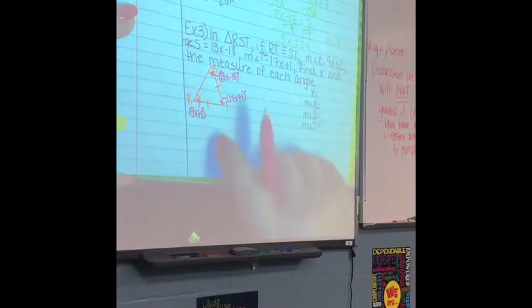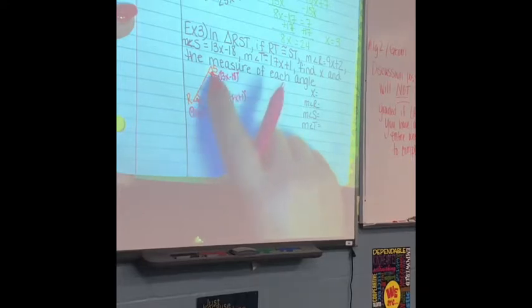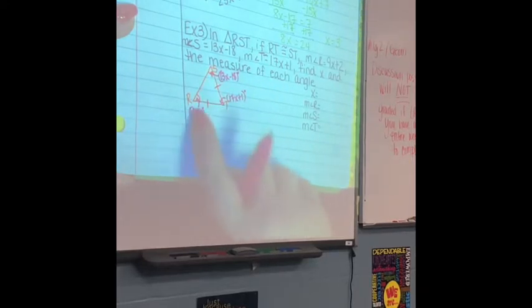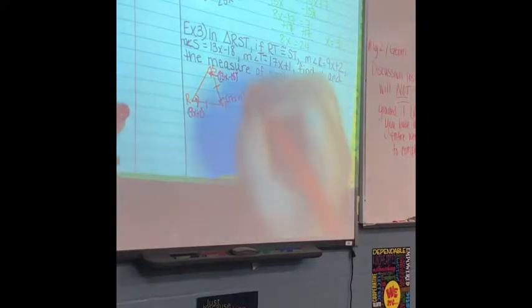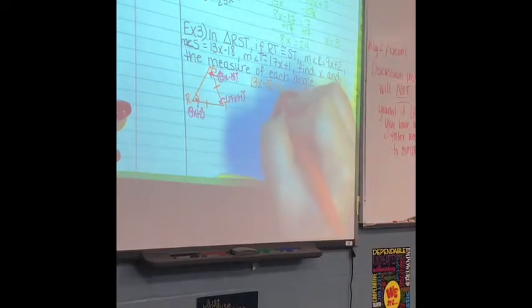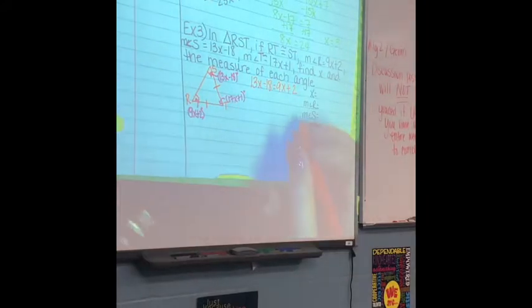I got a 9x plus 2 equal to 13x minus 18. The base angles are the ones I mark congruent. I can't choose to put R and T together. I don't know that T is congruent. In fact, it's probably not. Right? Yes. But we know for a fact that R and S are. So I've got 13x minus 18 equal to 9x plus 2. So now I can go about solving for x.